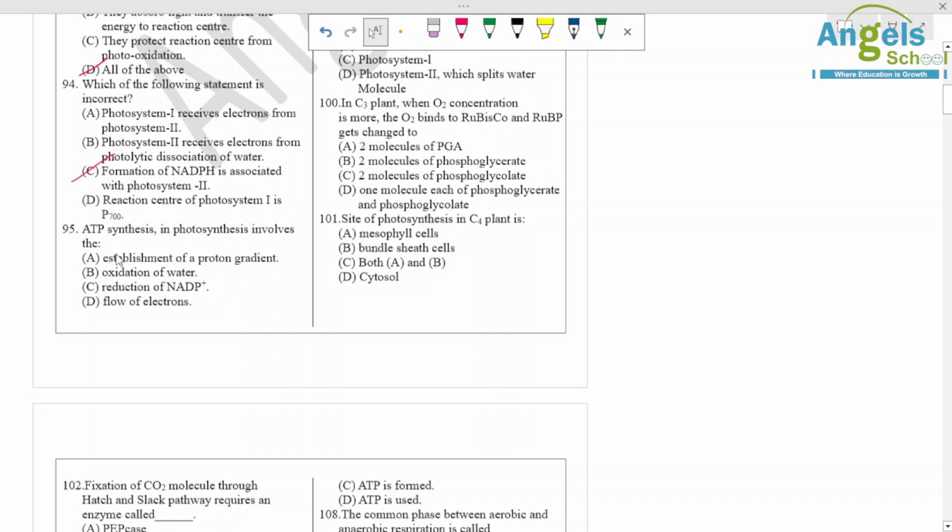95 number question. ATP synthesis in photosynthesis involves: option A, establishment of proton gradient, oxidation of water, reduction of NADP, and flow of electron. So ATP synthesis is related with the establishment of proton gradient. Due to proton gradient, ATP formation occurs.